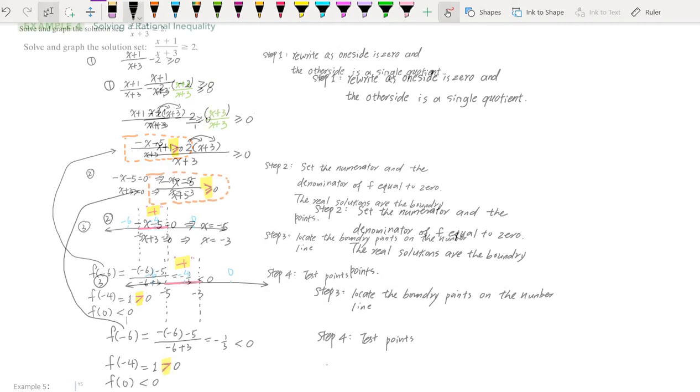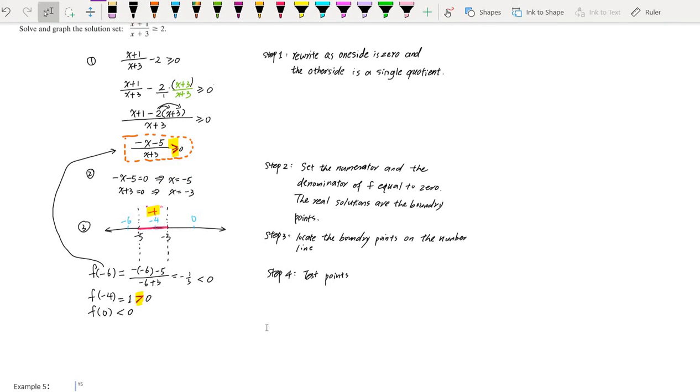So then finally, in step 5, let me write it down. If you look at this, we can write down from -5 to -3 as our solution.